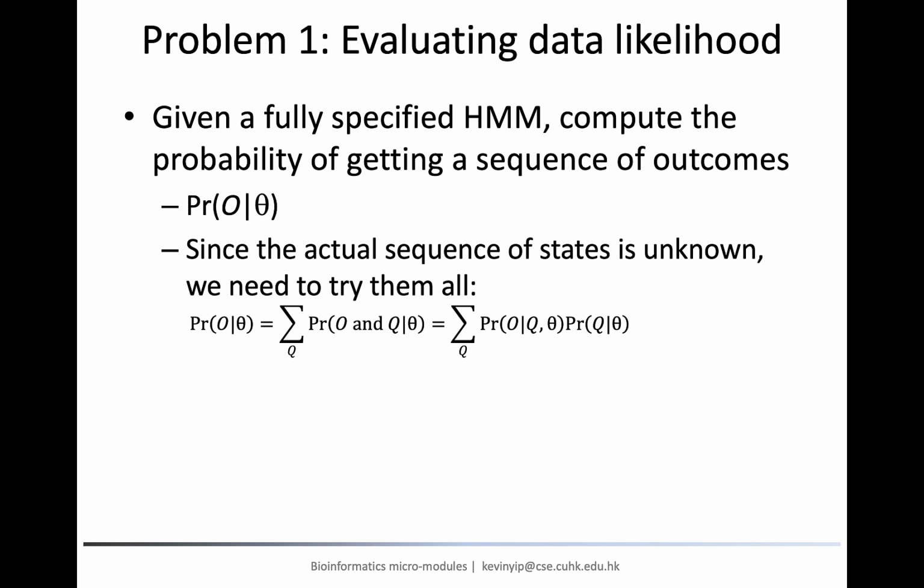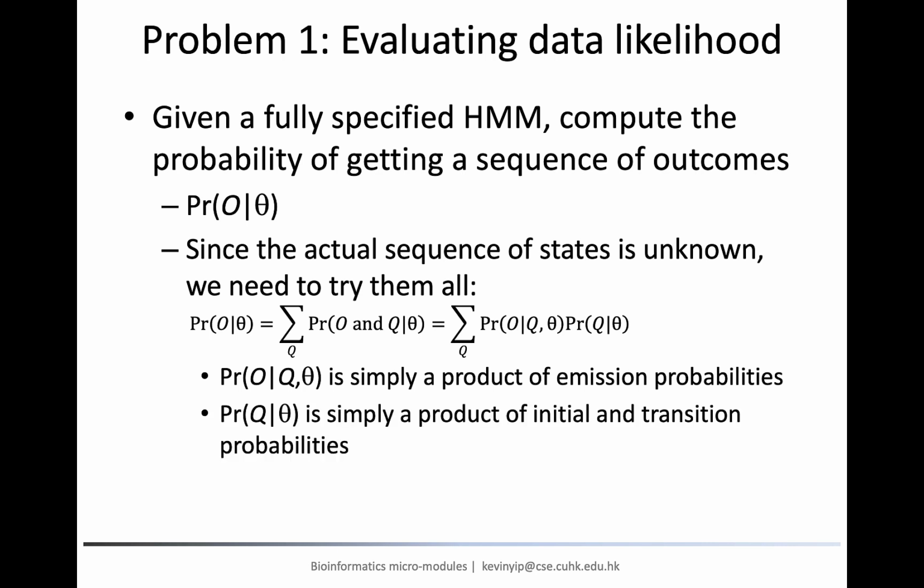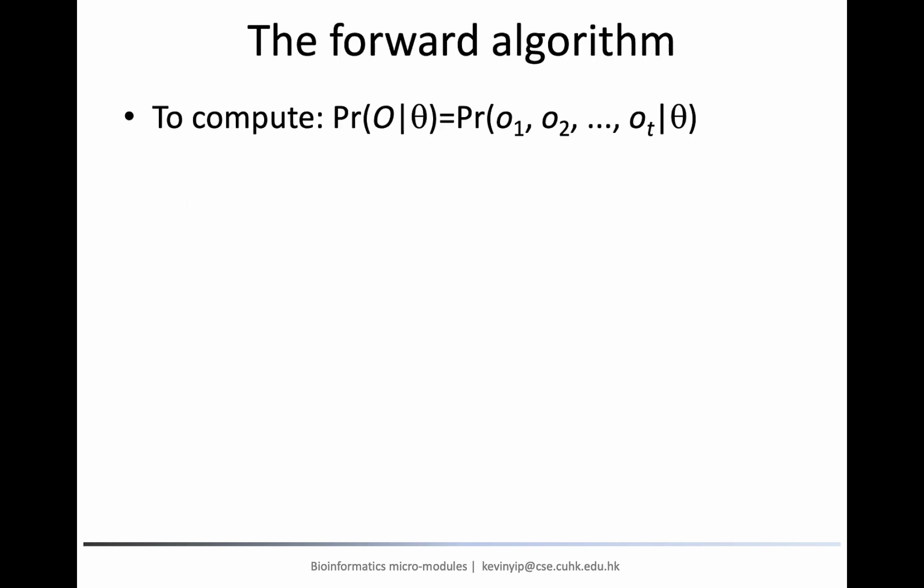Conceptually, after this decomposition, the first probability term, probability of O given Q and theta, can be easily computed as a product of emission probabilities, while the second term, probability of Q given theta, can be easily computed as a product of initial and transition probabilities. The main challenge here is then how we can compute this sum without explicitly enumerating the exponential number of possible state sequences. We do that by dynamic programming.